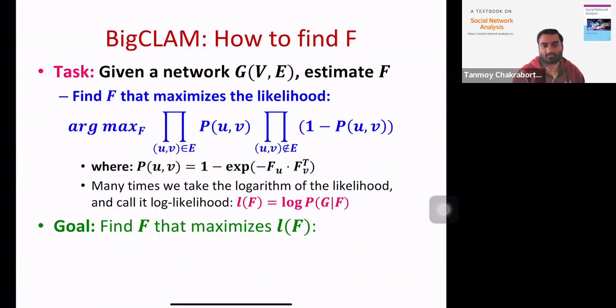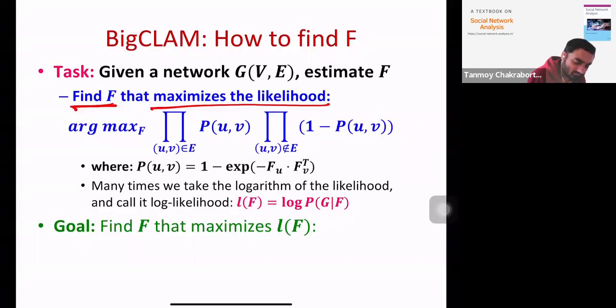Now think about it: we know how to calculate P_uv. Now we define the optimization function. Here the optimization function is the maximum likelihood estimate. What is our task now? Our task is to learn this bulky F matrix, because we do not know which node belongs to which community, or which node has membership to which community. So we need to learn this F matrix, which maximizes the likelihood.